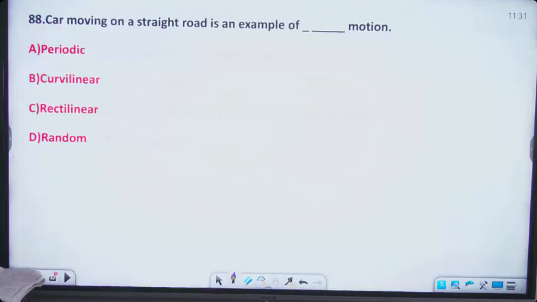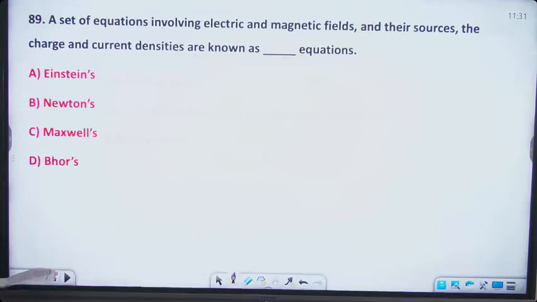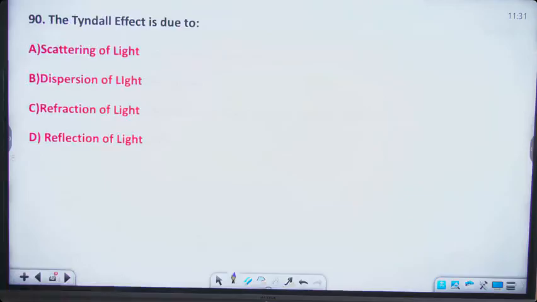A car moving on a straight road is an example of rectilinear motion. A set of equations involving electric and magnetic fields and their sources, the charge and current densities, are known as Maxwell's equations. The Tyndall effect is due to scattering of light. We'll discuss the Tyndall effect in chemistry. So this is about the physics part for your examination. Just take a break for 10 minutes. We'll continue with this.